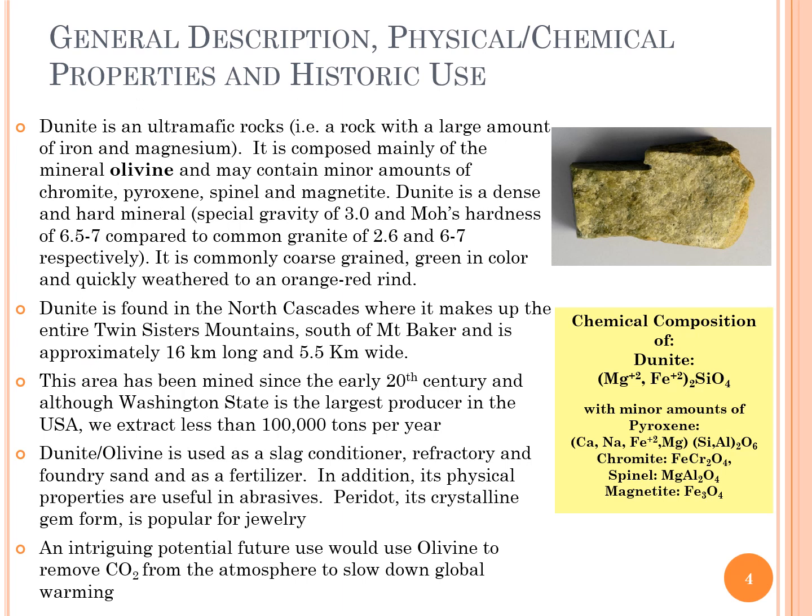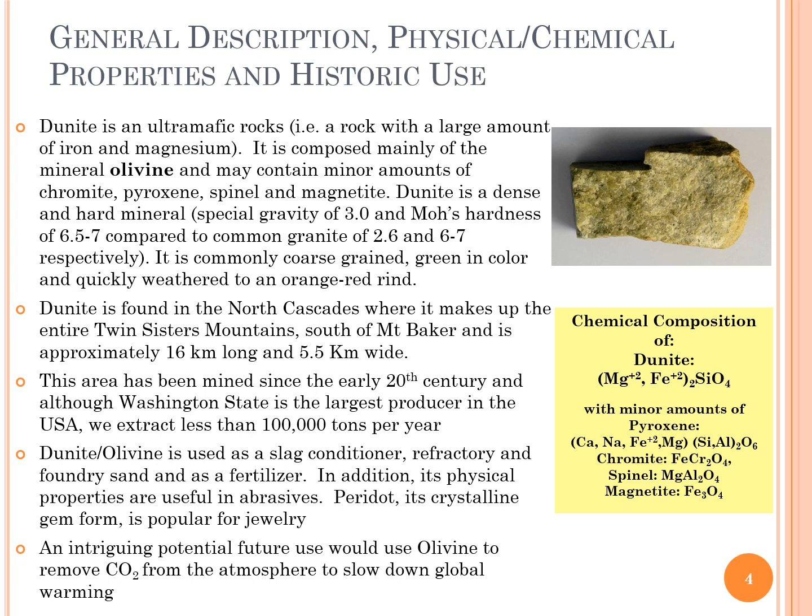Let's begin with the general description and physical and chemical properties and historic use of dunite. Dunite is what's known as an ultramafic rock. That is a rock that contains a large amount of iron and magnesium, and it's mostly composed of the mineral olivine. It may, however, contain minor amounts of chromite, pyroxene, spinel, and magnetite. We'll discuss more about that later.